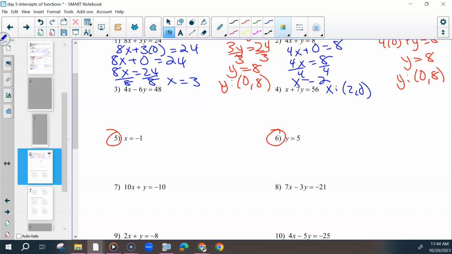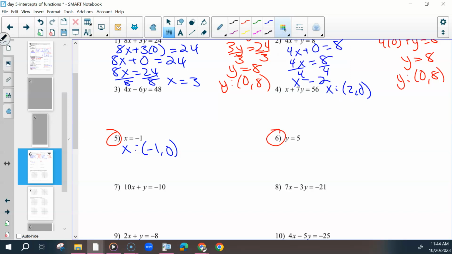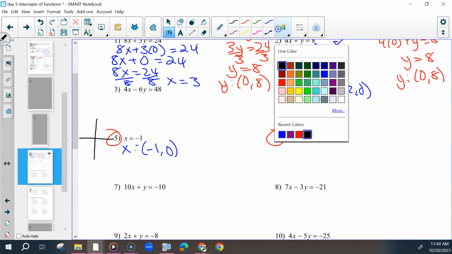So in these, you're given one of them. This is definitely your x-intercept. It could be y. No, it's not. Now, I am going to graph this so that you see what this looks like. You can graph it too if you like. Or the y. That's what we're about to talk about.